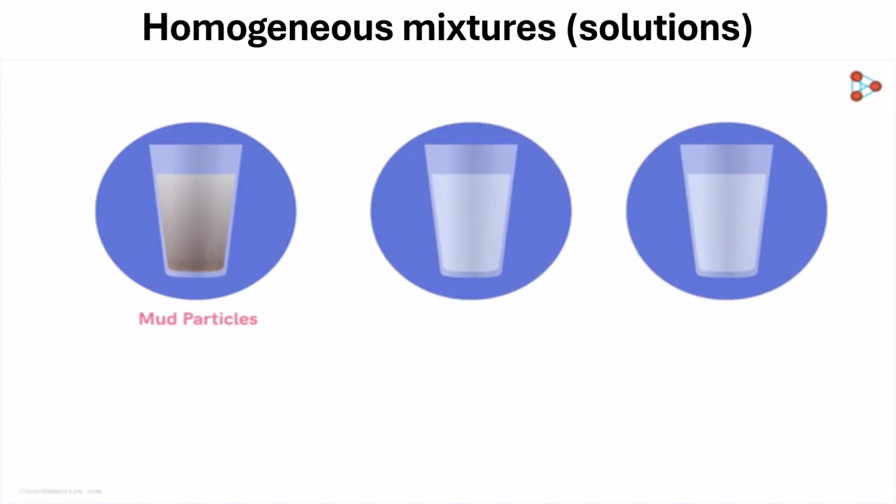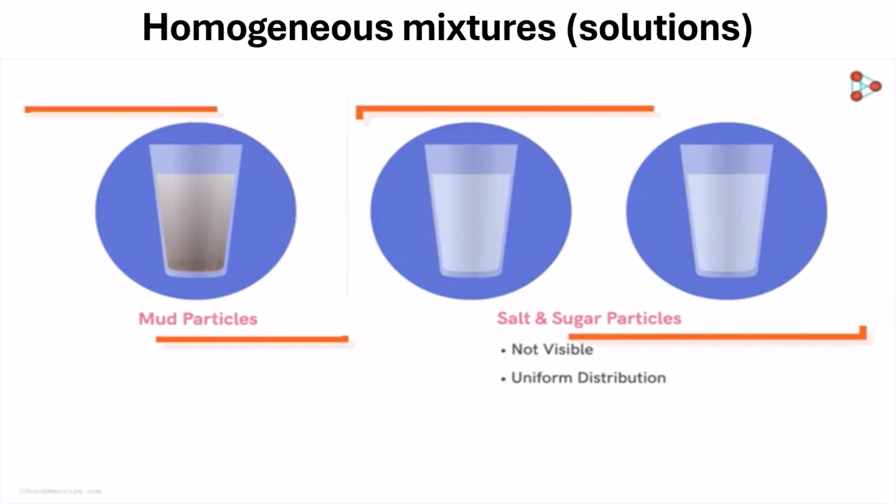This is because in these 2 cases, we cannot see the dissolved salt or the sugar particles with our naked eyes. The salt and the sugar particles are evenly distributed in water. Whereas in the glass with the mud and water, we are easily able to see the mud particles suspended and settled in the glass. So, we can see that there are 2 types of mixtures.